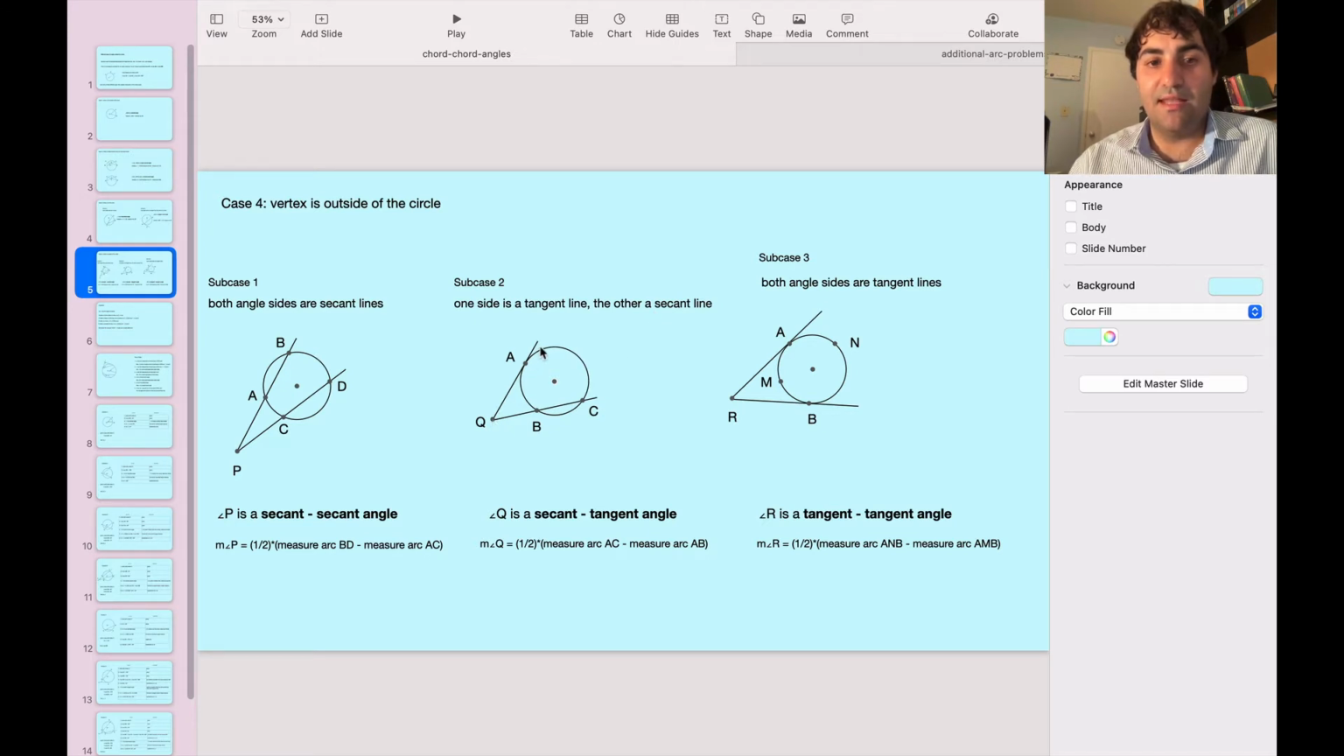The second subcase: one side is a tangent line and the other is a secant line. QA is the tangent line and line QC is the secant line. Angle Q is called a secant-tangent angle, and the measure of angle Q equals 1/2 times the quantity, the measure of arc AC minus the measure of arc AB. And then the last subcase: both sides of the angle are tangent lines. Angle R is called a tangent-tangent angle, and the measure of angle R equals 1/2 times the quantity, the measure of arc ANB minus the measure of arc AMB.